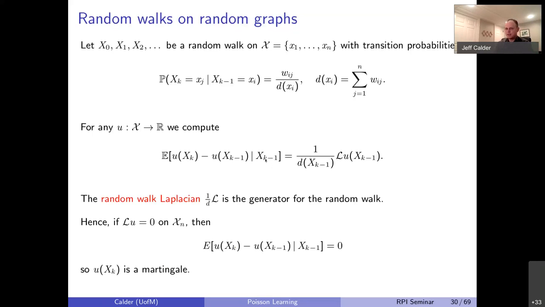So in particular, if you have a graph harmonic function, Lu equals 0, then you have a 0 on the right-hand side. And so basically, this is the martingale condition for u of xk. Okay, so basically, all these techniques are going to be martingale techniques, because when you have graph harmonic functions, they are martingales along random walks.